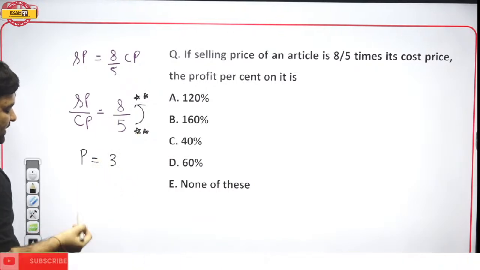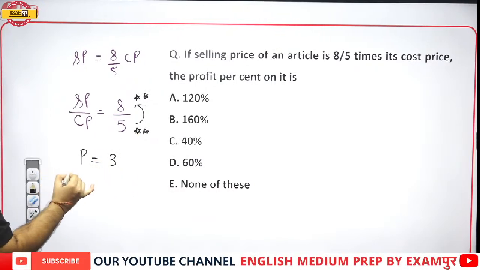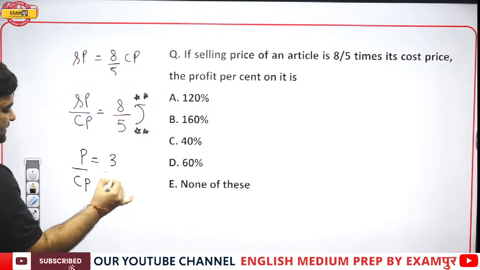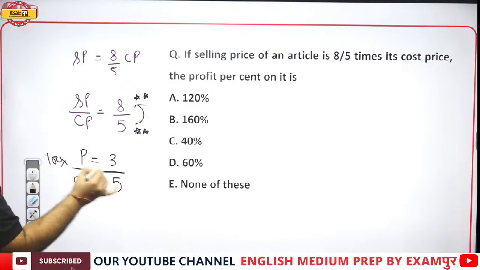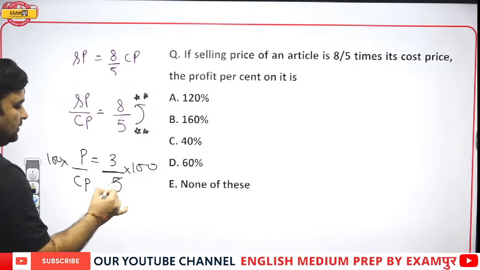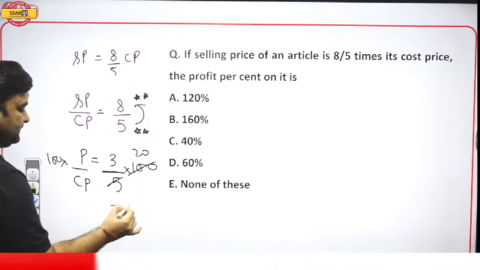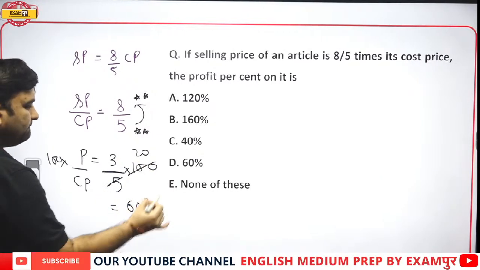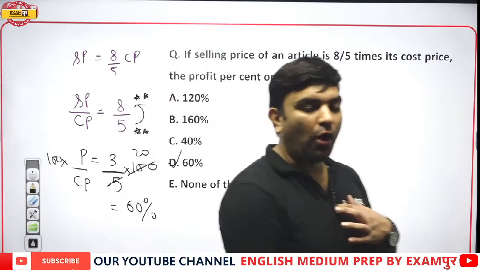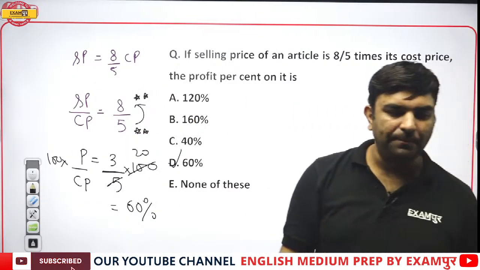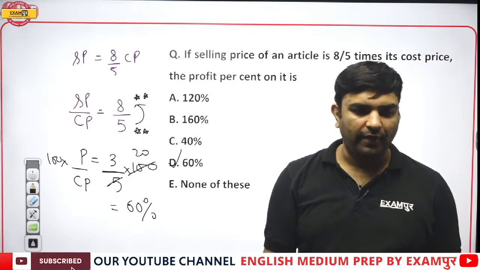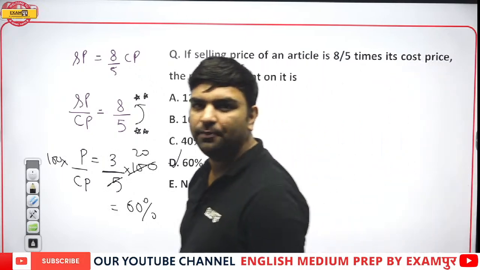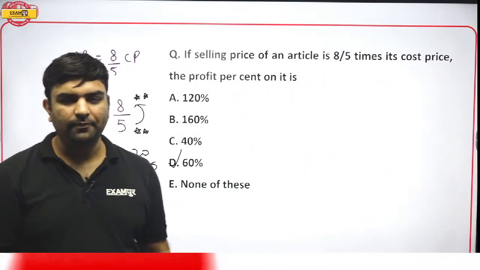3. And profit is always calculated over CP. So profit of 3 over 5 into 100 is 60%. So profit of 3 over the CP of 5 is 3 by 5 into 100. 60% is the profit.